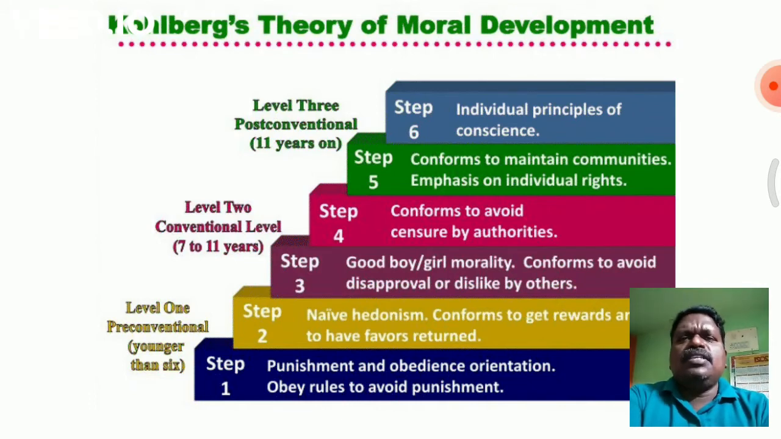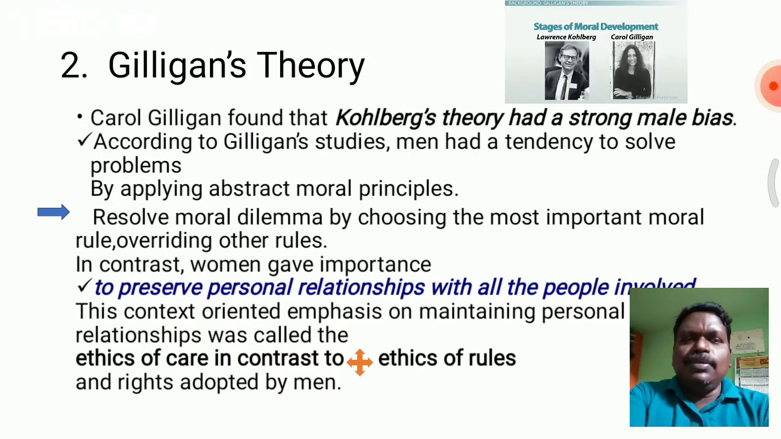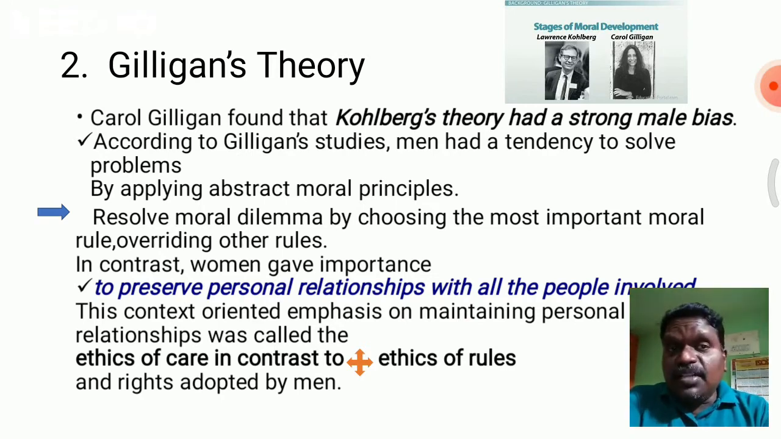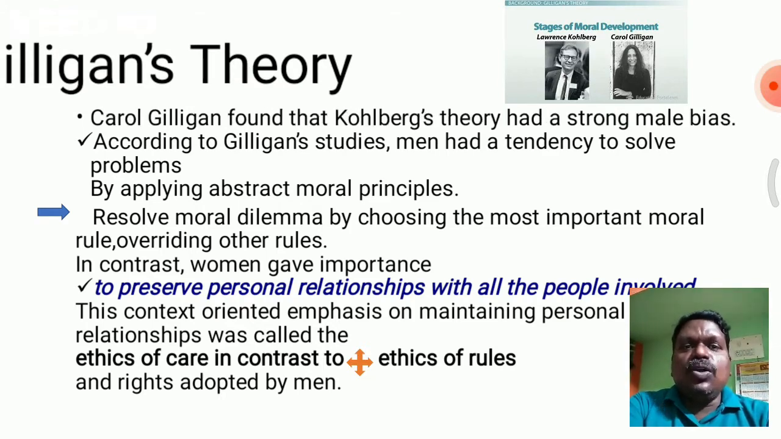So there is also something extra to be learned with this Kohlberg theory that was being pointed out by another expertise or a management guru, Gilligan. So Gilligan found that Kohlberg theory had strong male bias. So you can see the pictures of both Kohlberg and Gilligan displayed on the screen. And she also found that men had a tendency to solve problems by applying abstract moral principles. So note down this statement: applying abstract moral principles and resolve moral dilemma by choosing the most important moral rule, that is overriding other rules. So only moral rule is given importance by Kohlberg, and that is a tendency of a male that was being pointed out by Carol Gilligan.